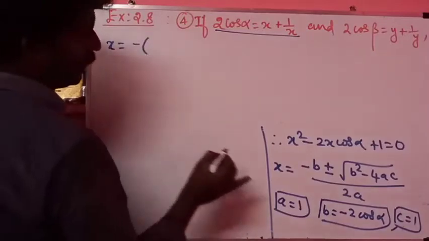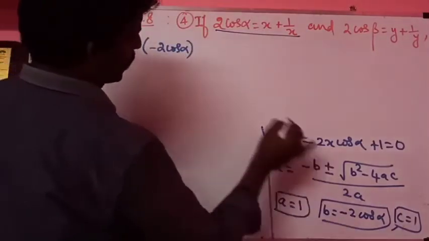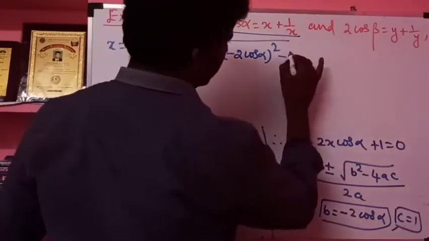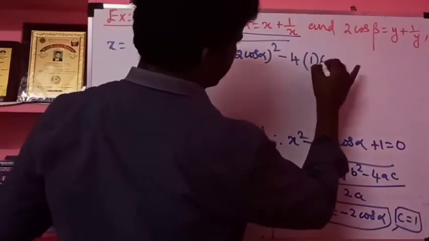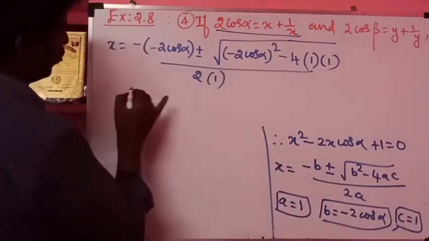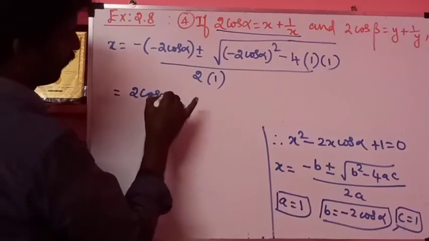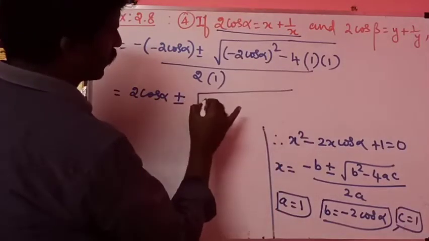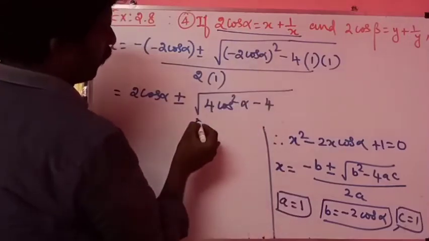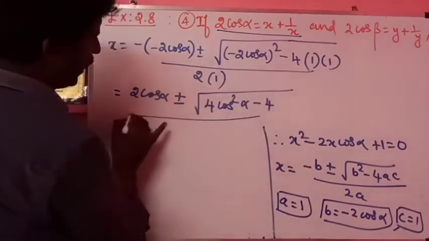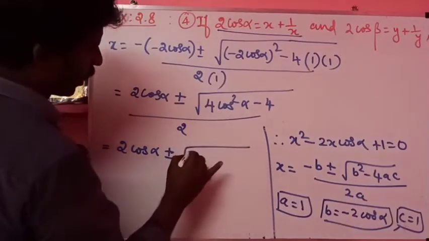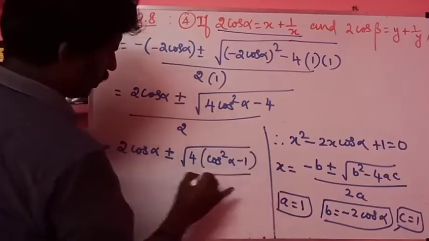The x is equal to minus the b value, minus 2 cos alpha, plus or minus the root of b square, minus 2 cos alpha the whole square, minus 4 into the a value, what is that? 1. The c value 1. They are divided by 2 into a. The a is equal to 1. So which is equal to minus into minus, plus 2 cos alpha plus or minus the root. This is 4 cos square alpha minus 4 into 1 into 1, divided by 2. Which is equal to 2 cos alpha plus or minus the root, taking 4 common, cos square alpha minus 1, divided by 2.